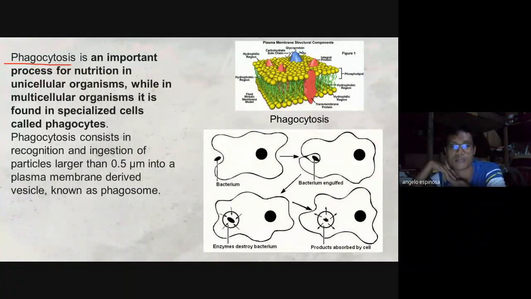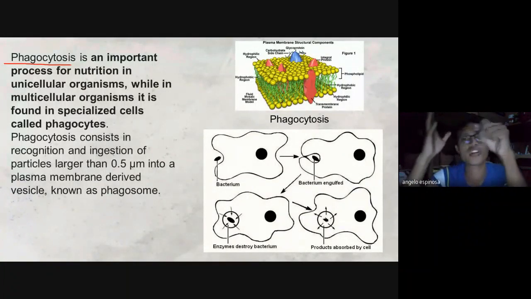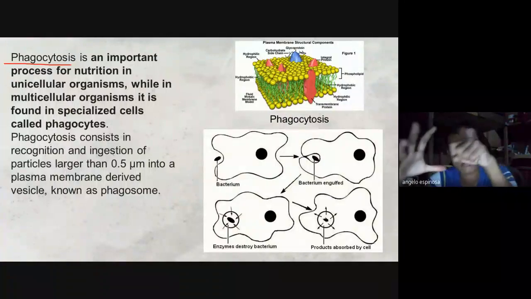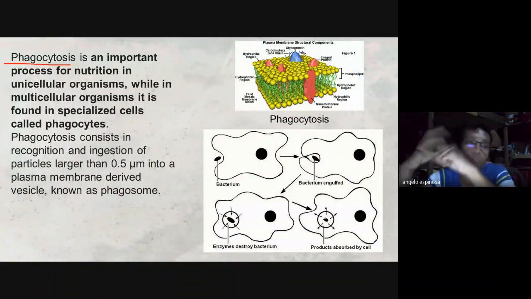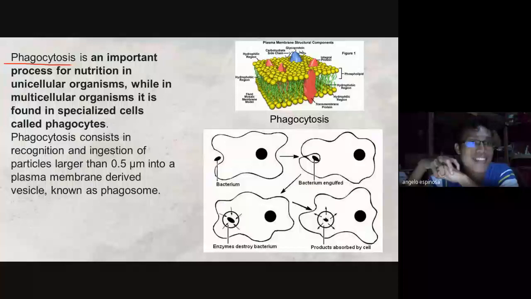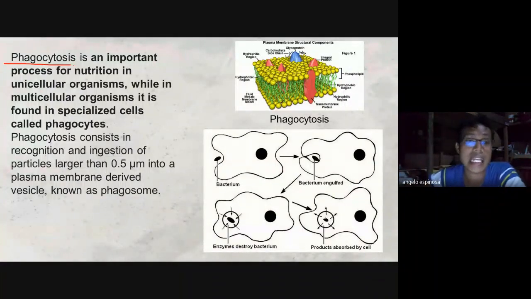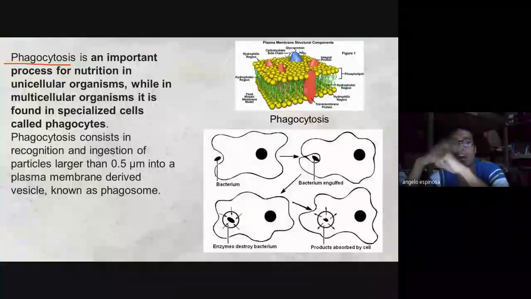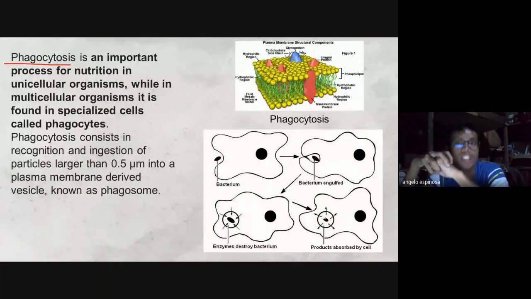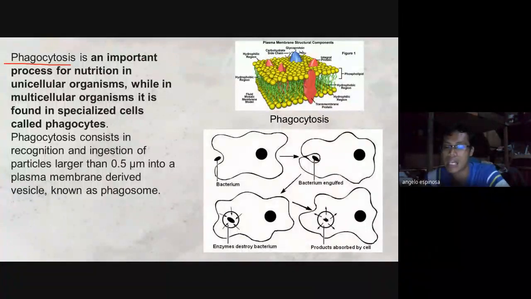known as phagosomes. This means there is a bacteria, and then here comes the phagocytosis, a process used by white blood cells. It eats it. Phagocytosis is also known as cell eating because it eats the bacteria or foreign particles, and then it digests them until they are gone. So that's why phagocytosis is also known as cell eating.